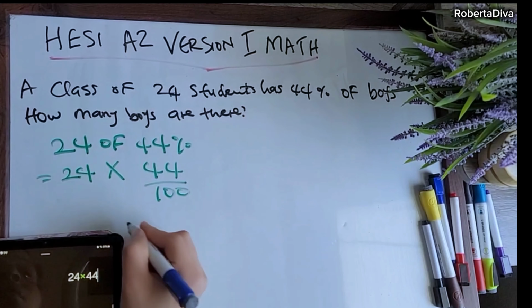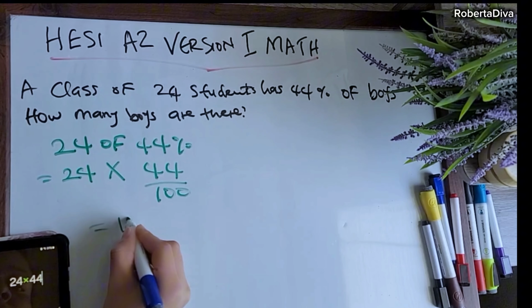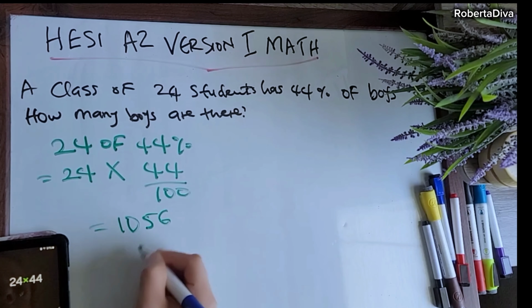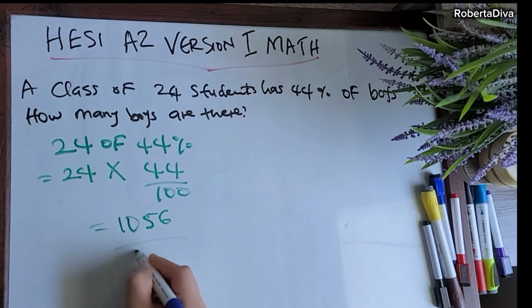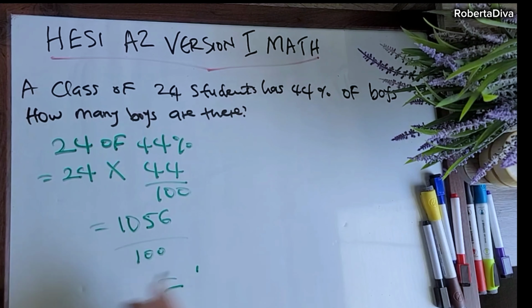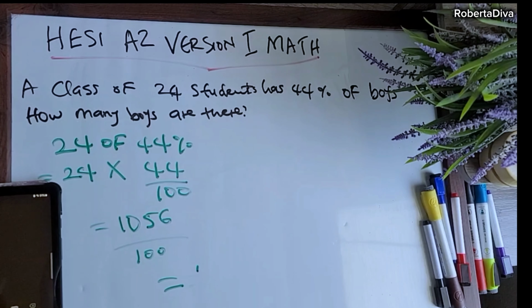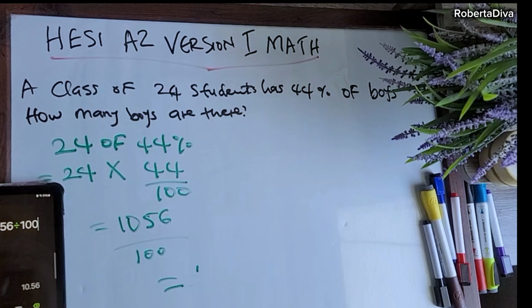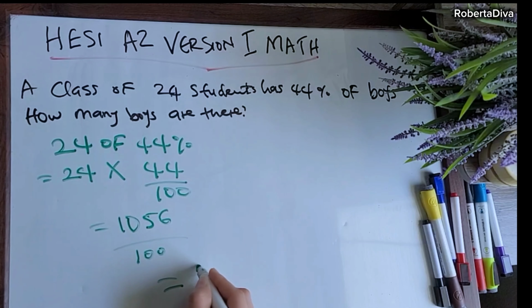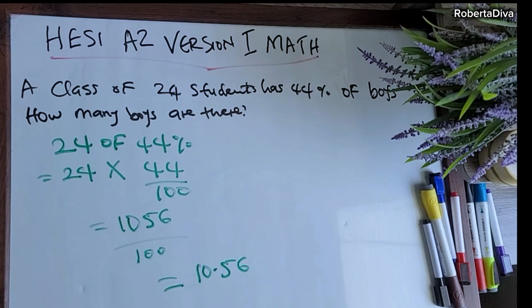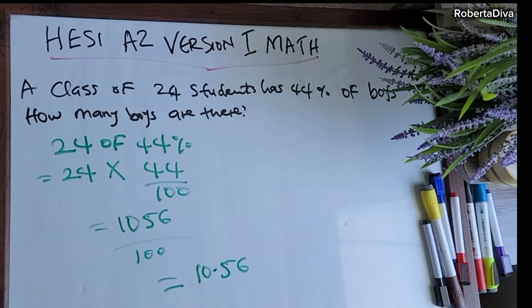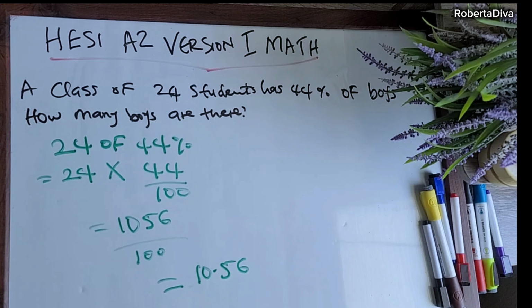I told you it's gonna be easier. 24 multiplied 44 over 100. It's just gonna give you the same answer. Okay? So the answer is gonna be 10.56, right? 10.56. Answer might be in a whole number. So the answer is 11. So you approximate. The answer is 11 boys, okay?